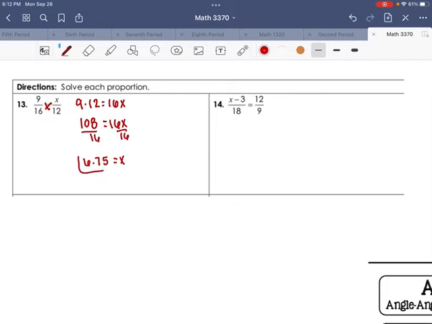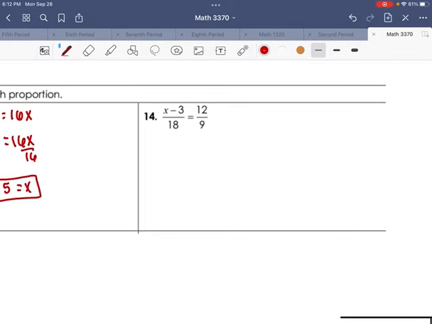So solving proportions is useful because when you're working with similar triangles, obviously you know the sides are proportional. So you can just set up a proportion to find missing sides. Now this one has a little bit more algebra. So we're going to end up with 18 times 12. Doesn't matter which side or diagonal you start with. And then 9 times x minus 3. 18 times 12 is 216.